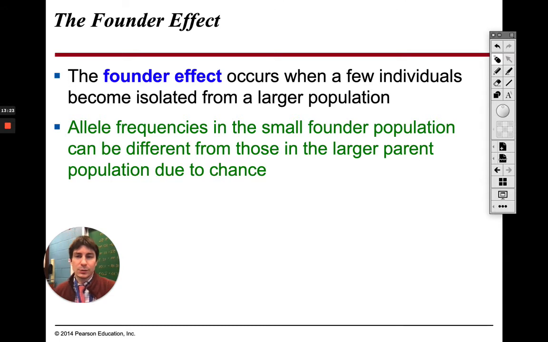All right, next one, founder effect. This occurs when a few individuals become isolated from a large population. So we have a population. That population then breaks off, and we have a smaller population, and that population will reproduce and make pretty much a new colony, I guess we can say.